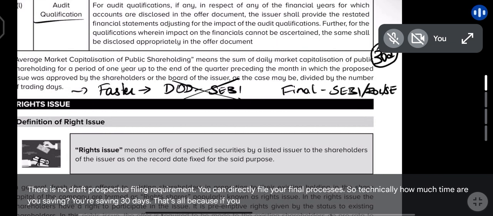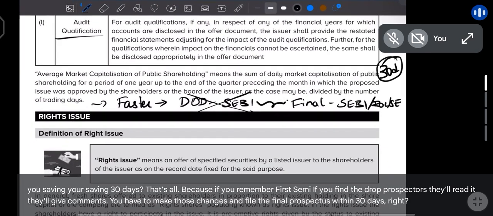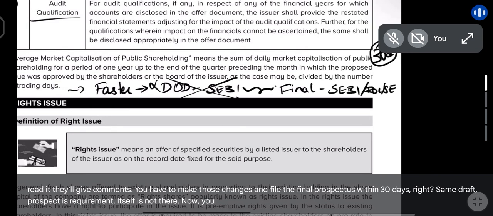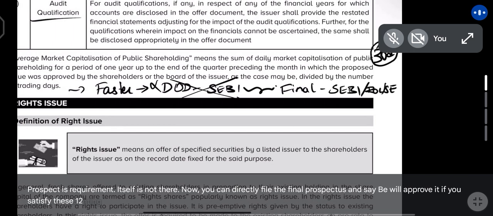Because if you remember, first SEBI, if you file the draft prospectus, they'll read it, they'll give comments. You have to make those changes and file the final prospectus within 30 days, right? Since draft prospectus requirement itself is not there now, you can directly file the final prospectus and SEBI will approve it if you satisfy these 12 points that we just saw. And that is what is called as fast track issue.